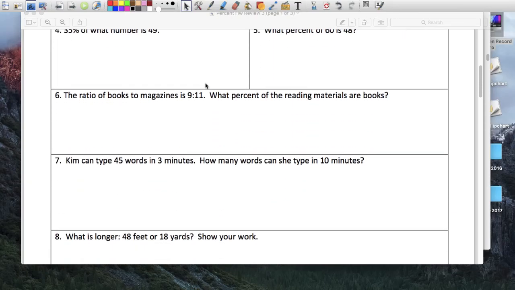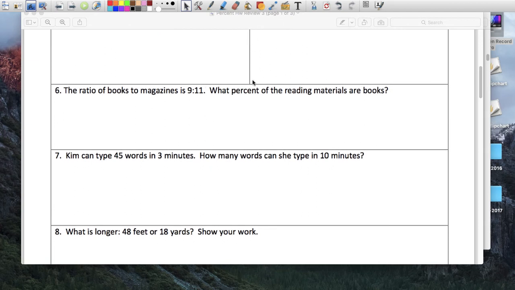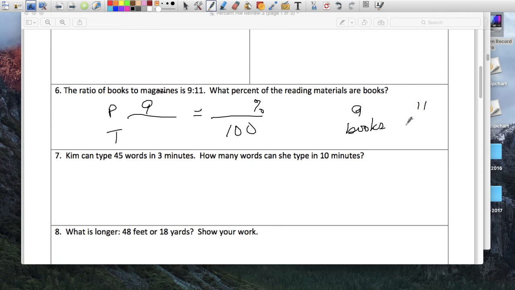The ratio of books to magazines is 9 to 11. What percent of reading materials are books? Okay, so again, set your proportions. 100% goes on top. Part to total. So we're talking about what percent are books. So how many books do we have? Well, 9 to 11. So 9 are books. So a ratio of 9 to 11 means that 9 are books and 11 are magazines.